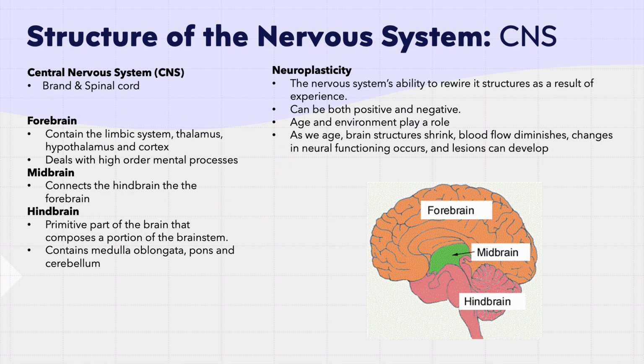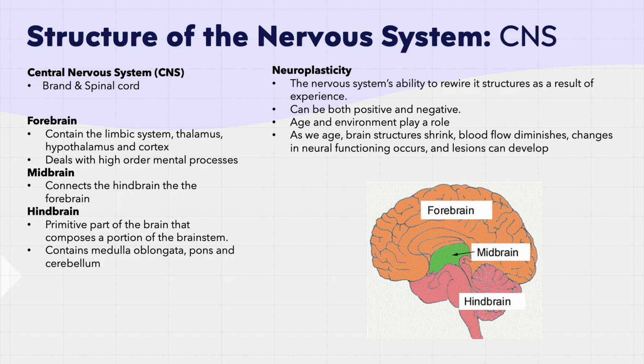Now we have our central nervous system, which, as mentioned before, is your brain and spinal cord. In this slide, it's more of just a review, and then we'll get further into all of the different aspects as we go. So we have what we call the forebrain, which contains your limbic system, thalamus, hypothalamus, cortex, and deals with a lot of what we call higher order mental processes.